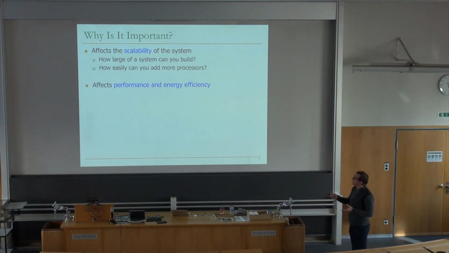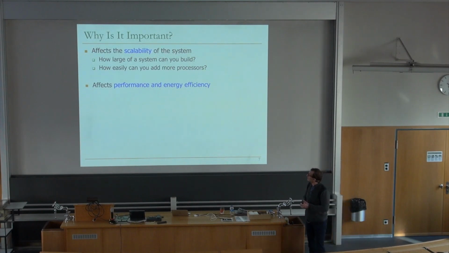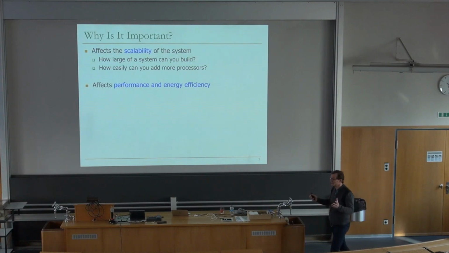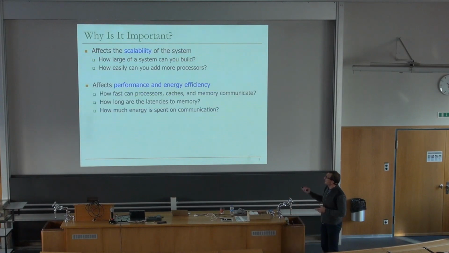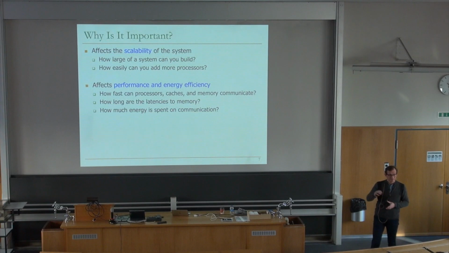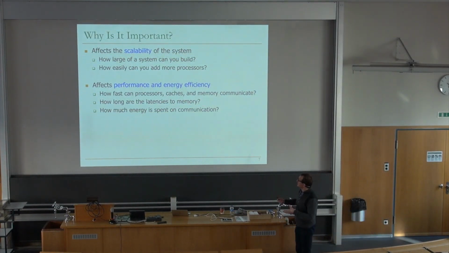Basically, interconnects affect how large of a system you can build and how easily you can add more processors, for example. The Internet is, for example, a very scalable system that has some sort of interconnect, but it's very loose if you think about it. This also affects performance and energy efficiency. How fast can processors, caches, and memory communicate? Do coherence, for example. How long are the latencies to memory? How much energy is spent on communication? And we've already seen some of this, right?